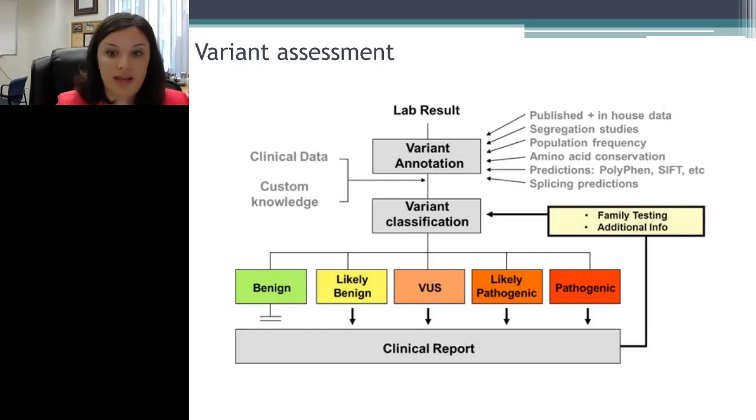So this ranges from benign all the way to pathogenic. And then on our clinical reports, we choose not to report back the benign variants, but anything that's likely benign to VUS to likely path or path is put on the clinical report.